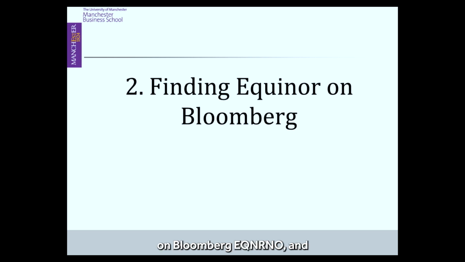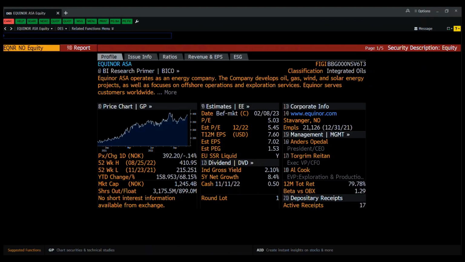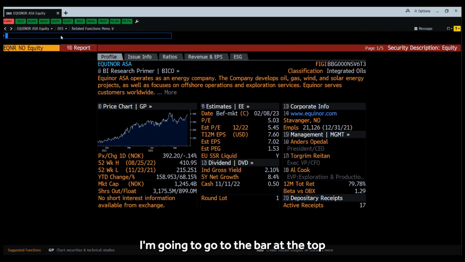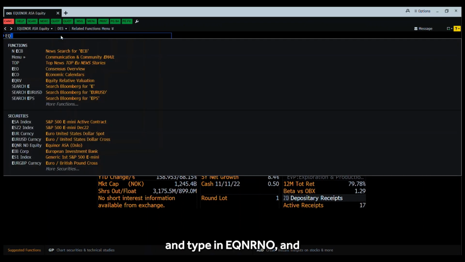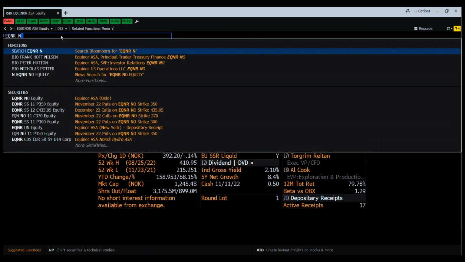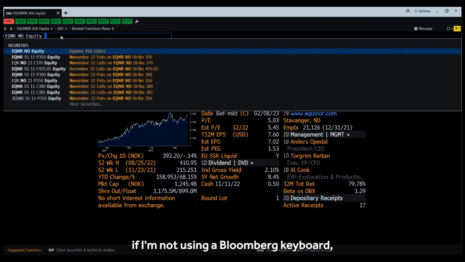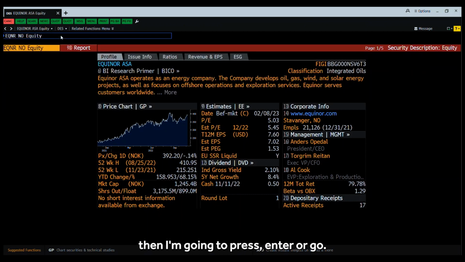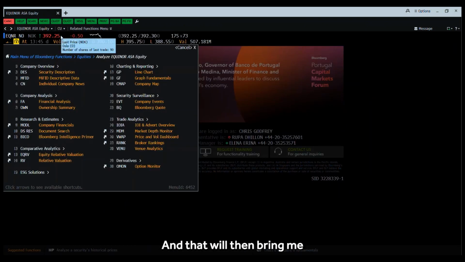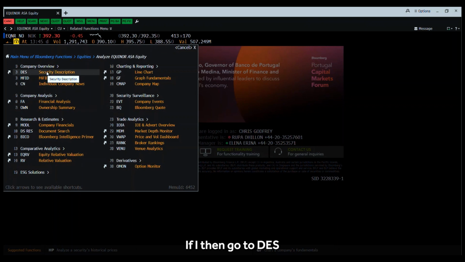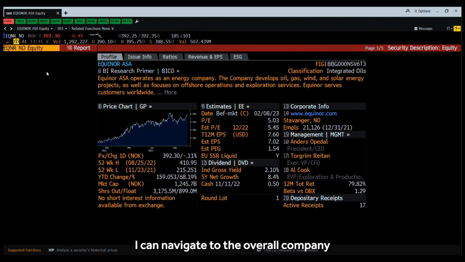Equinor has the ticker on Bloomberg EQNRNO. So to access it on Bloomberg, I'm going to go to the bar at the top and type in EQNRNO. Then I'm going to press the equity key, or F8 if I'm not using a Bloomberg keyboard. Then I'm going to press enter or go, and that will then bring me to the top screen for Equinor. If I then go to DES or type in DES, I can now get the overall company description.